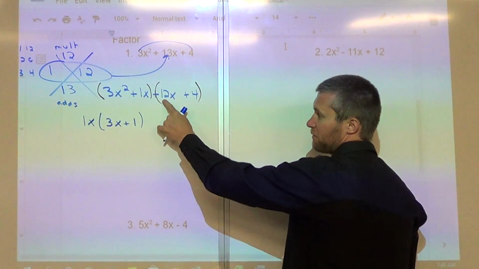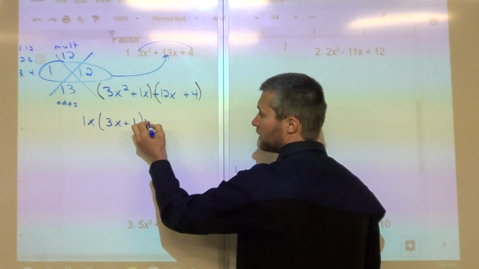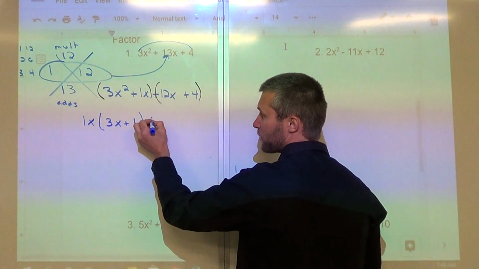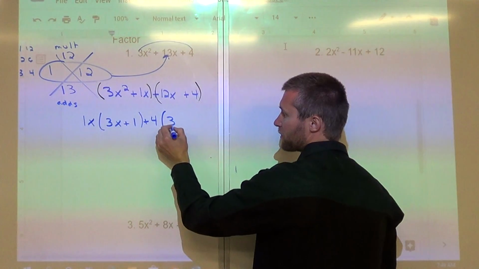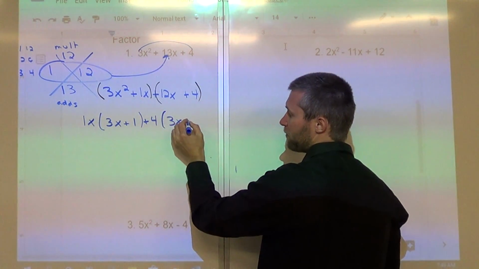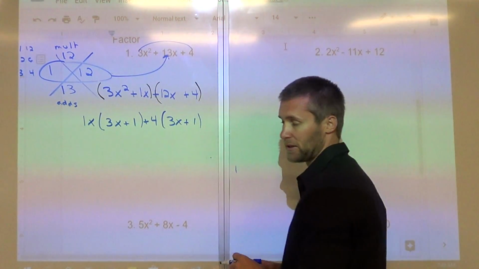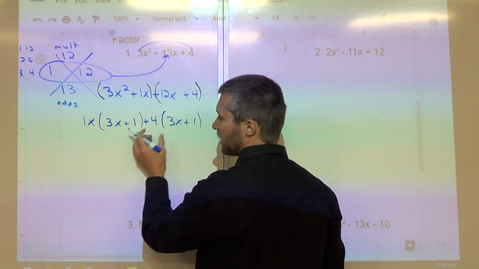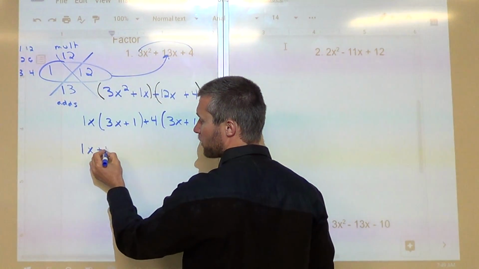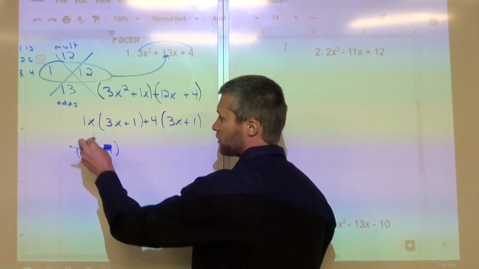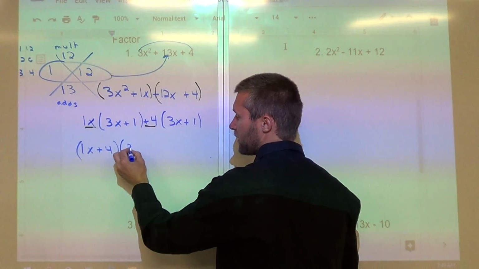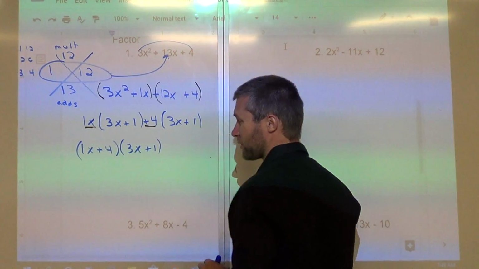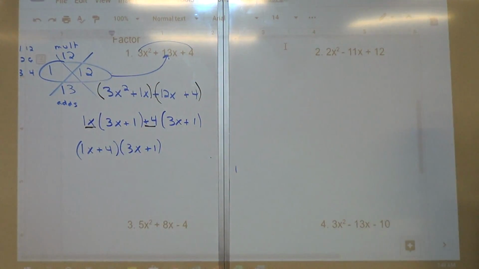What's the biggest number I can factor from 12 and 4? My sign is plus, so I'm going to put a plus there, and I can factor out a 4. 12x divided by 4 is 3x. 4 divided by 4 is 1. Last step to factoring is I combine what's on the outside. That x plus 4 goes into a parenthesis. So these two numbers on the outside come into a parenthesis, and then the 3x plus 1. So that's kind of the opposite of the distributive property that we've gone through.